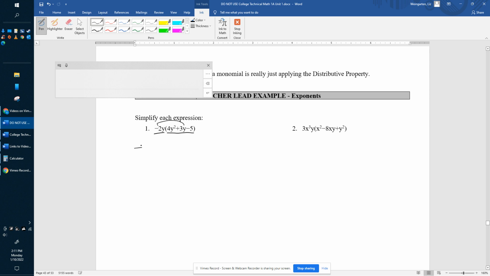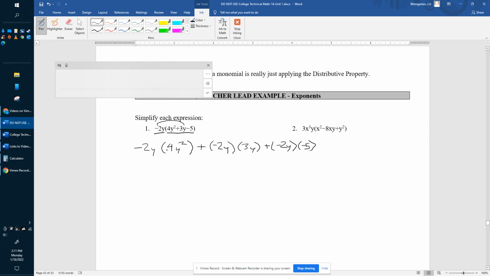So we have negative 2y times 4y squared, plus negative 2y times 3y, plus negative 2y times the negative 5. Now it's a minus 5, so we have to make sure we have that negative next to it. Okay, let's start working this out.